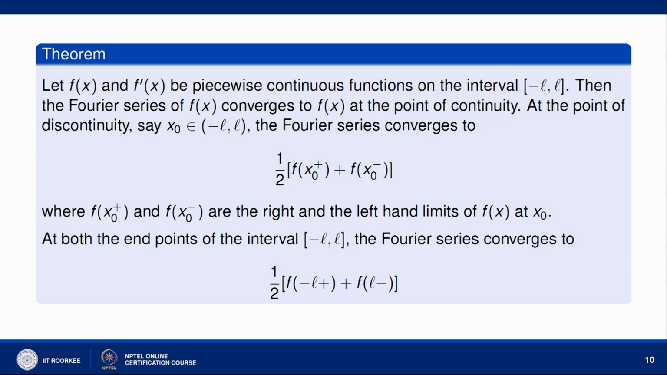Now, at both the end points of the interval minus L to plus L, the value of the function at minus L and at L, the Fourier series will converge to half of f(minus L plus), that is the right hand limit at x equal to minus L, plus f(L minus), that is the left hand limit at x equal to L. The average of these two will be the value of the function at the end points of the interval minus L to plus L. Okay.